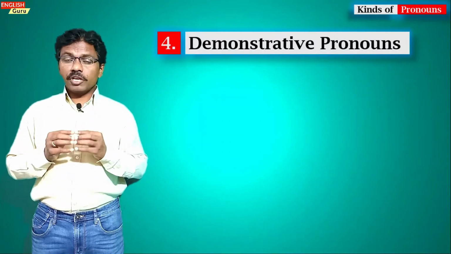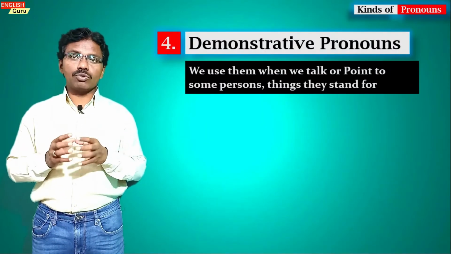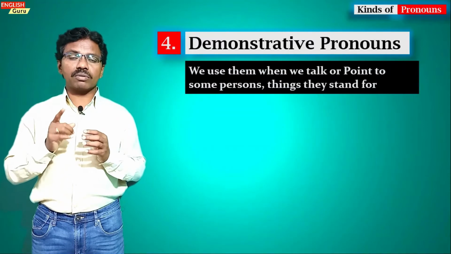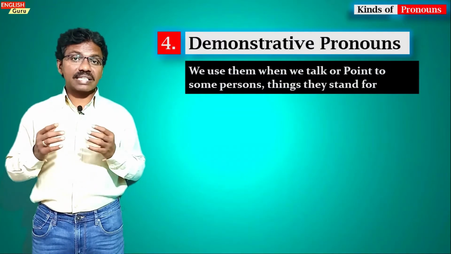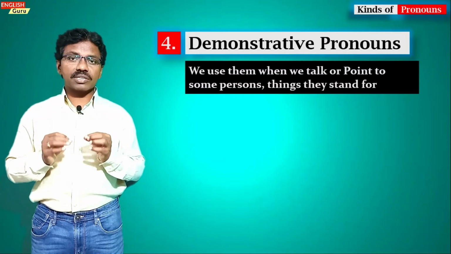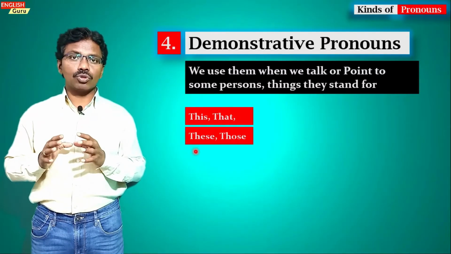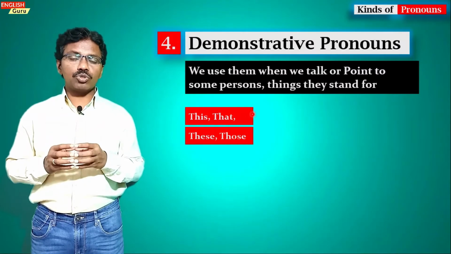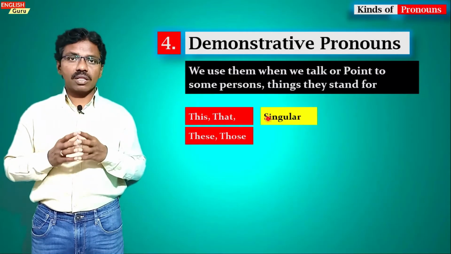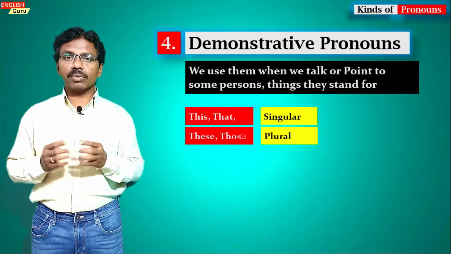The fourth one is demonstrative pronouns. So we use demonstrative pronouns to talk or point to some person or thing they stand for. And there are four demonstrative pronouns. They are this, that, these, those. This, that, we use for singulars. These, those, we use them for plurals.